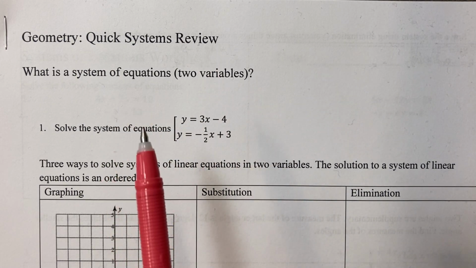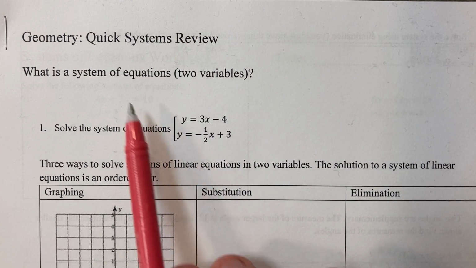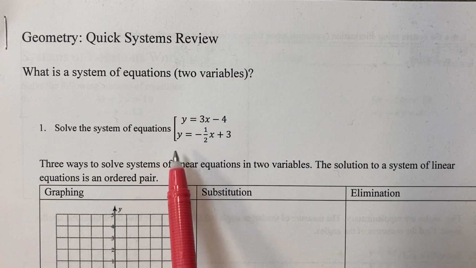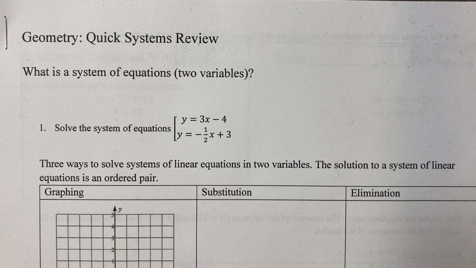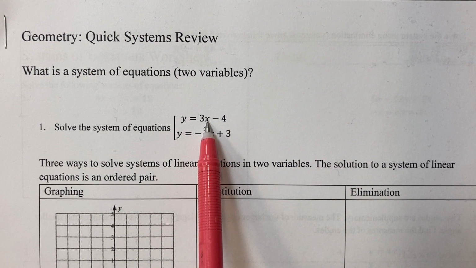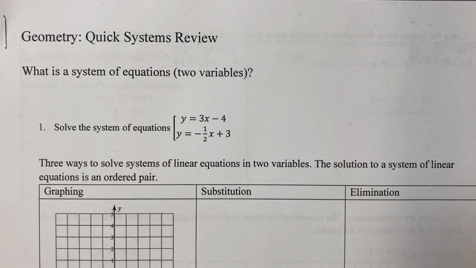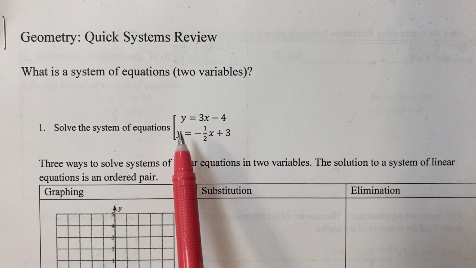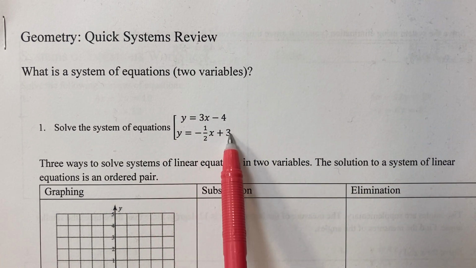We're doing this with two variables, so it's two equations, 1, 2, and it has two variables, x, y. And the thing about it is when you have two variables, you don't know what they are. You have to have two equations to solve for them. However many variables you have, that's how many equations you need in order to solve for your variables. So here's a system of equations. This is y equals 3x minus 4, and this one.